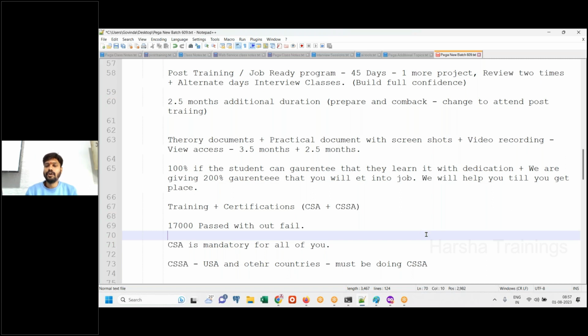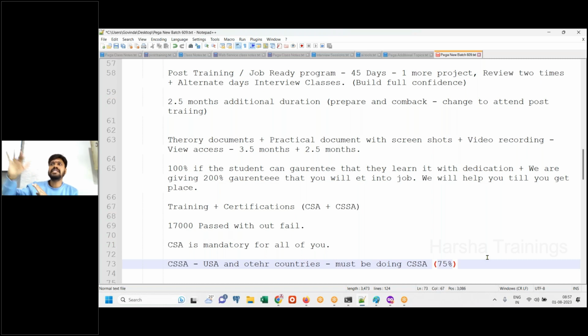Okay. So for everyone from other countries, maximum 75%, I am telling you 75% from other countries. If you are applying for a job in USA, you are there. Applying for a job in Saudi, you are there. Applying in Singapore, people are there from all other countries. Mostly other countries will ask for CSSA. What about India? You are learning.